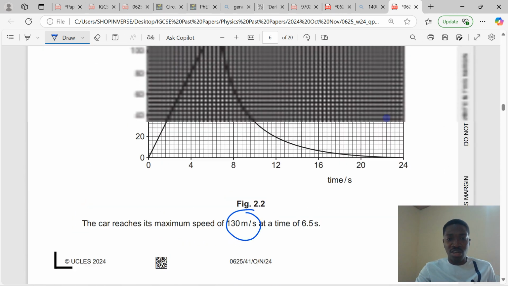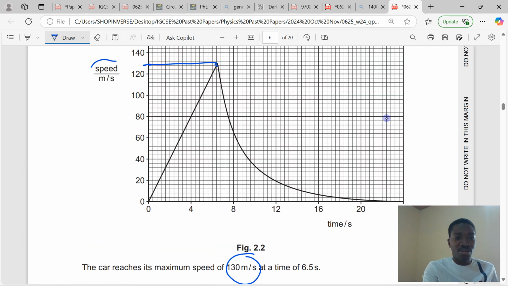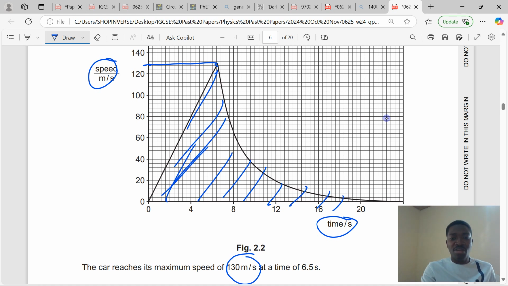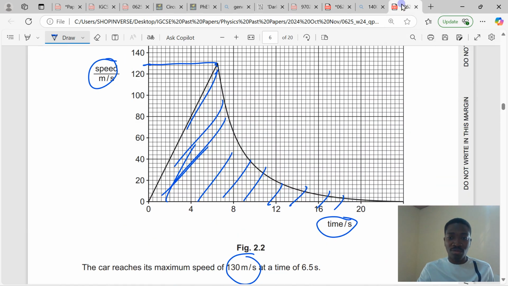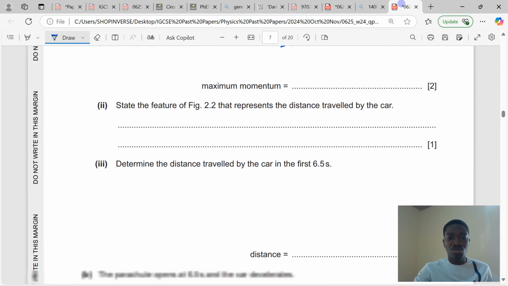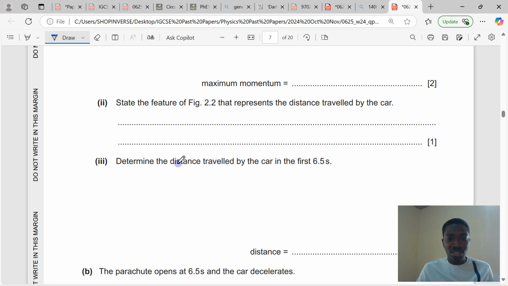How would you get distance traveled? Don't forget that this is a velocity time graph. So the area under this graph, this area covered by the graph, represents the total distance covered. And that's why I wrote here, the area under the graph line, okay? The next question asks us to determine the distance traveled by the car in the first 6.5 seconds. And you know, distance traveled is the area under the graph.